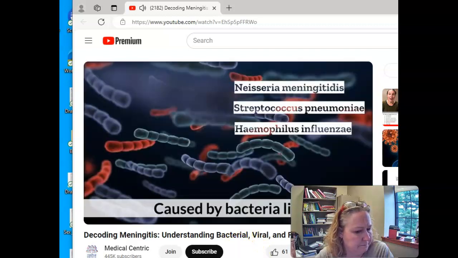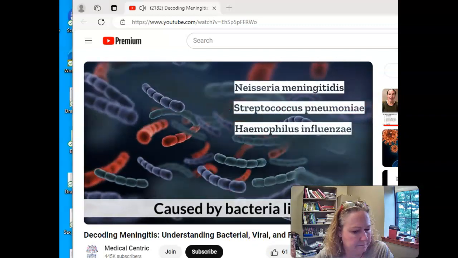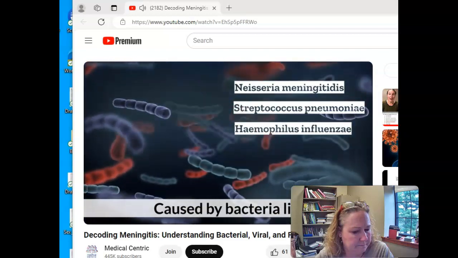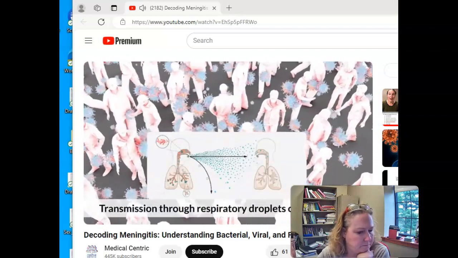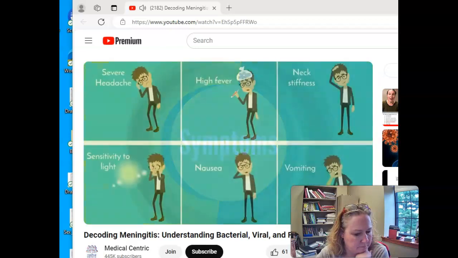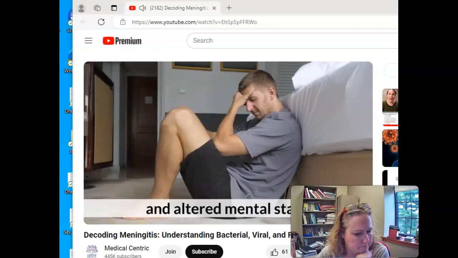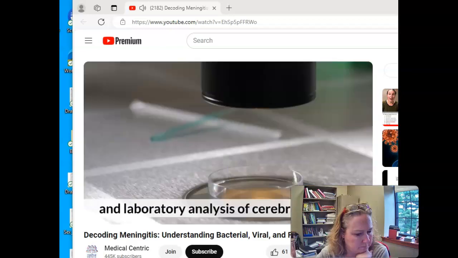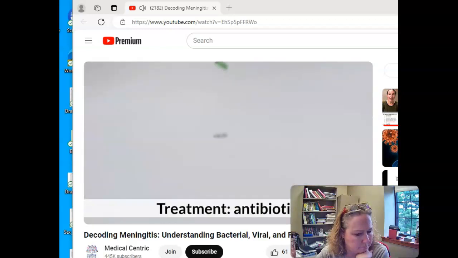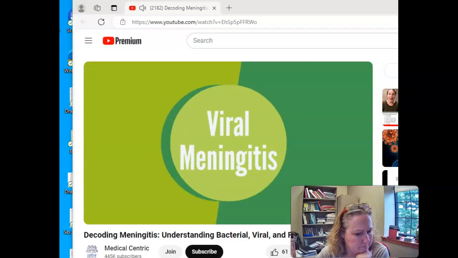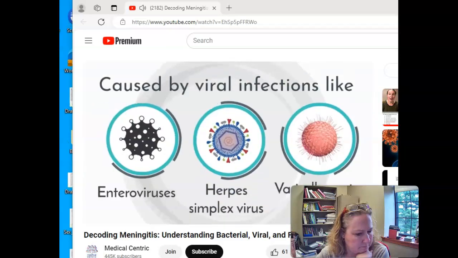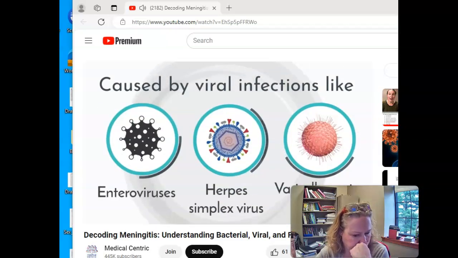Bacterial meningitis, caused by bacteria like Neisseria meningitidis, Streptococcus pneumoniae, and Haemophilus influenzae. Transmission through respiratory droplets or direct contact. Symptoms: severe headache, high fever, neck stiffness, sensitivity to light, nausea, vomiting, and altered mental status. Diagnosis: lumbar puncture and laboratory analysis, cerebrospinal fluid. Treatments: antibiotics. Viral meningitis, caused by viral infections like enteroviruses, herpes simplex virus, and varicella zoster virus.